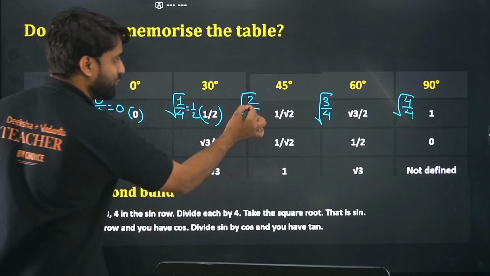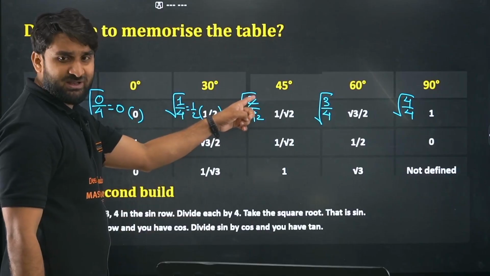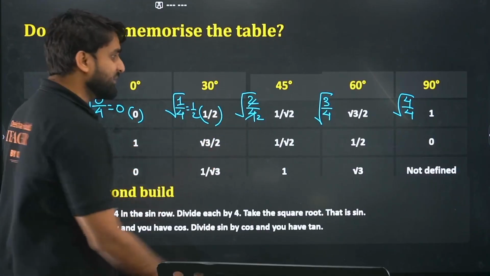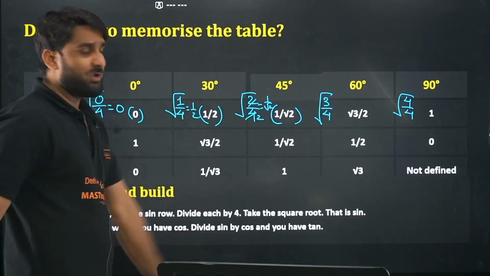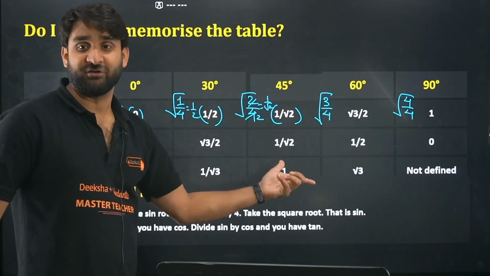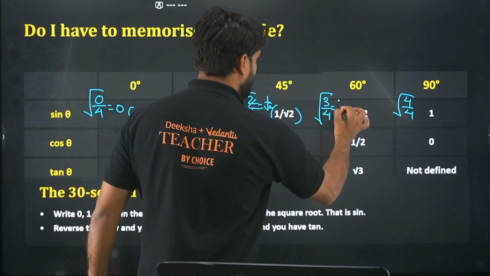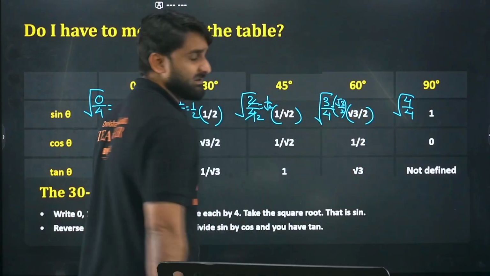2 by 4, so 2 will cancel this 4 by 2 times. So in the numerator 1 is there, in the denominator 2 is there, so this is equal to 1 by root 2. Wow, and this is the value. Root 3 by 4: root 3 is not a perfect square, but 4 is a perfect square, so root 3 will remain as it is, and root 4 means 2, so root 3 by 2 is the answer.